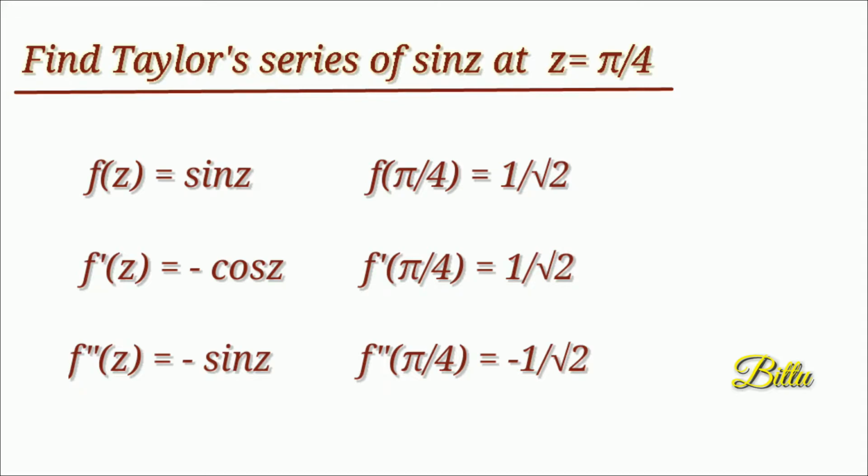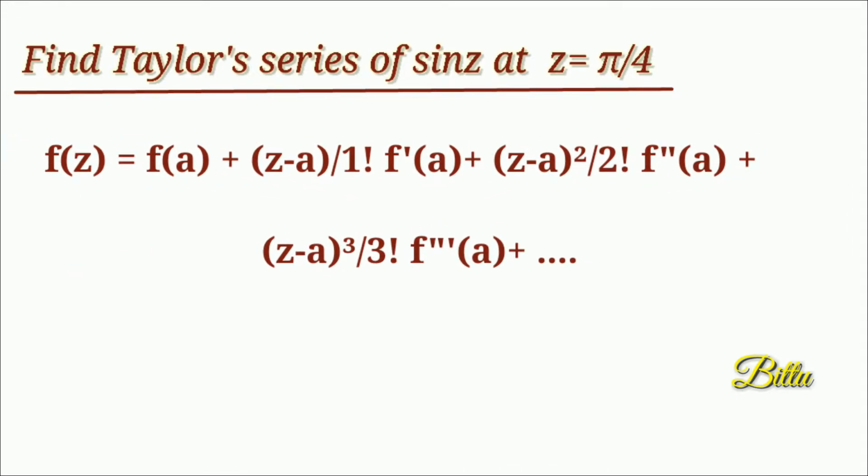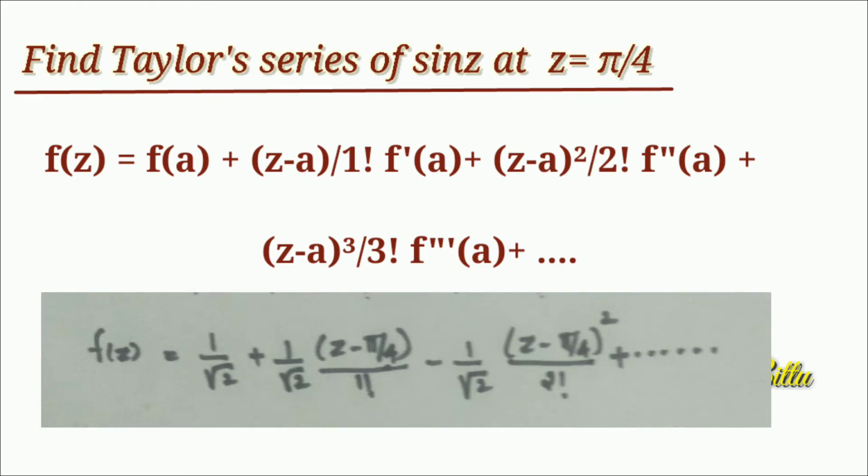Next, consider the Taylor series. You put z equal to a and write the values of f at pi by 4, f dash pi by 4, f2 dash pi by 4. So we have sin z is 1 by root 2 plus 1 by root 2 into (z minus pi by 4) by 1 factorial minus 1 by root 2 into (z minus pi by 4) the whole square by 2 factorial plus etc. Clearly, sin z is in the form of an infinite series containing positive powers of z minus pi by 4.